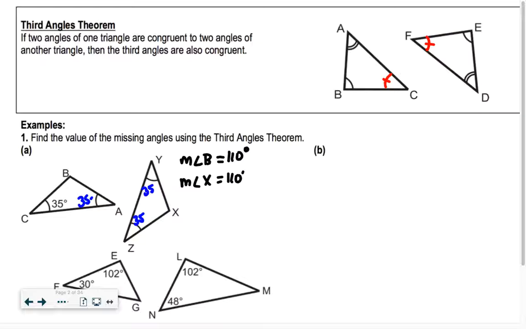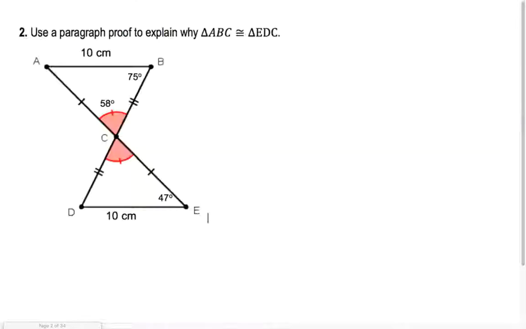I don't know why my picture got shifted here, but my picture should be up there, but whatever. All right, so if I do my 30 and 102, if I add those together, I get 132. So what if I did 180 minus 132? What am I left with? 48. Well, this next one has 102 and 48, so what's its missing one have to be? 30. Yeah, so we found all the missing angles. Does that make sense?